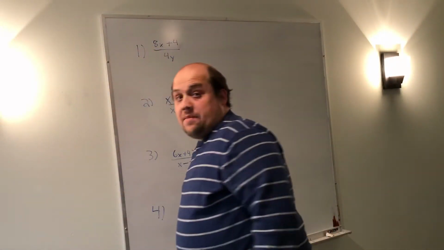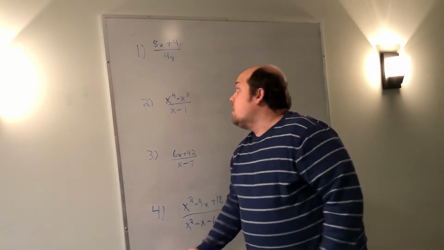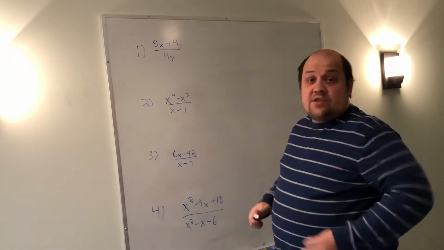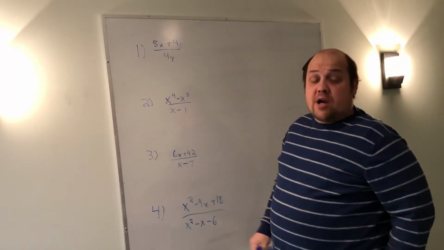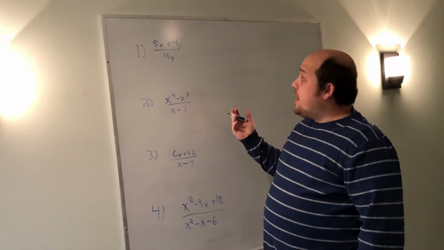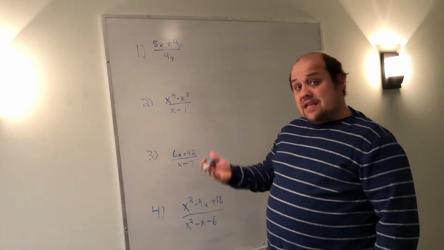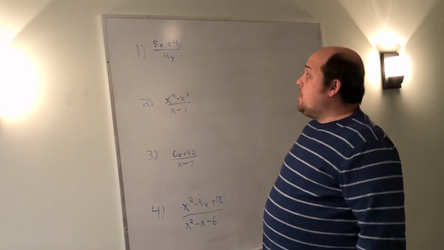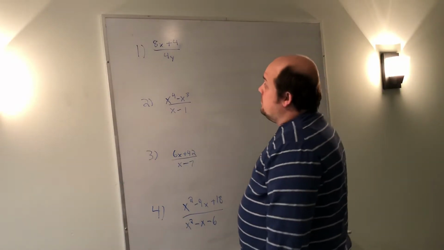Continuing on with sample test 4. The first 4 questions ask you to reduce the rational expression. So our goal is going to be to factor the top, factor the bottom, see if there's a common factor that we can then reduce and see what's left.